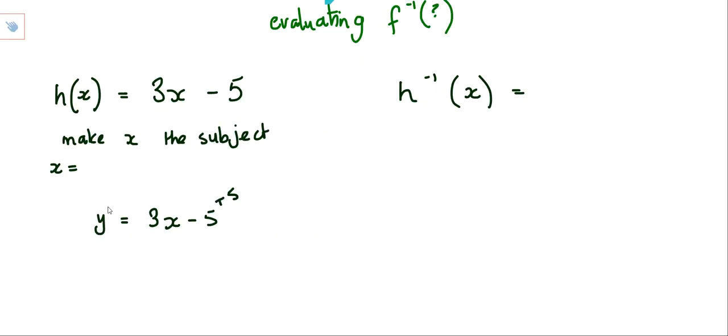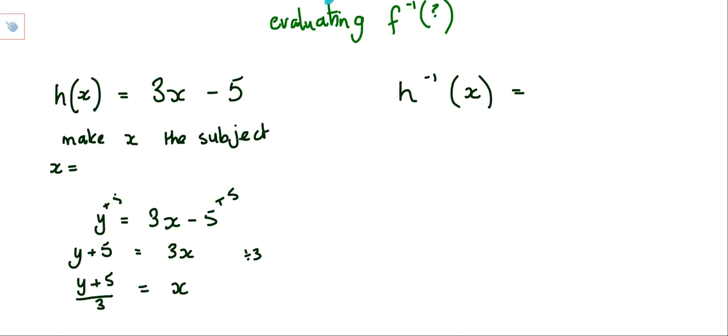Add 5 first. So I've got y add 5 equals 3x. Then divide through by 3 gives me y plus 5 over 3 equals x. Okay? So that's basically what you would have been doing. If I'd had a value for y, I would have done that to find out what the x value is, wouldn't it? That's what you'd have done to solve it. Yeah? Does that make sense?